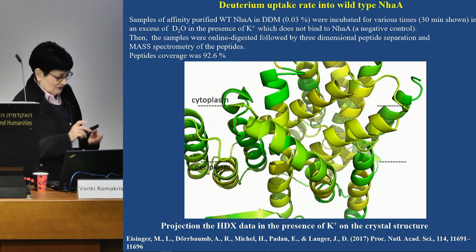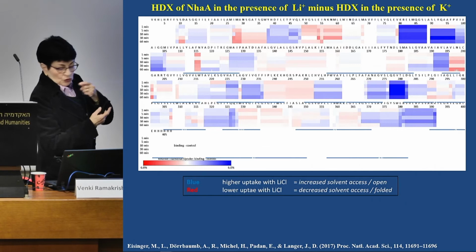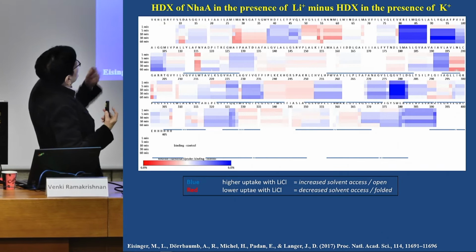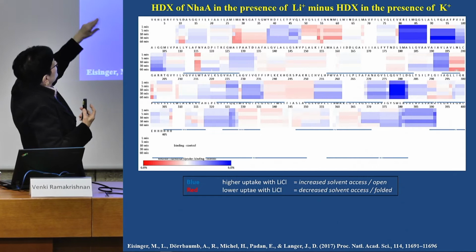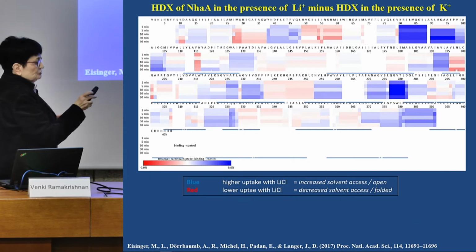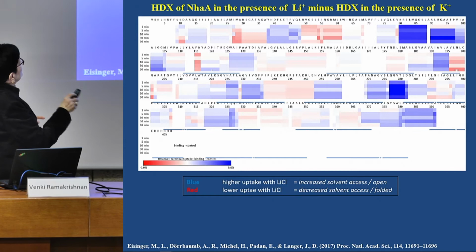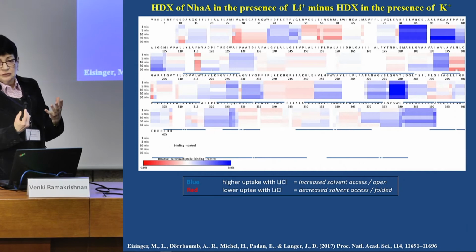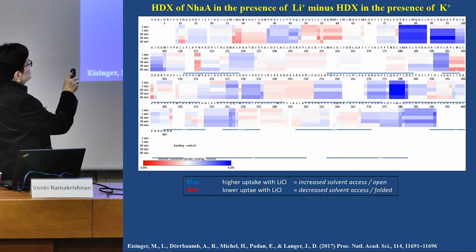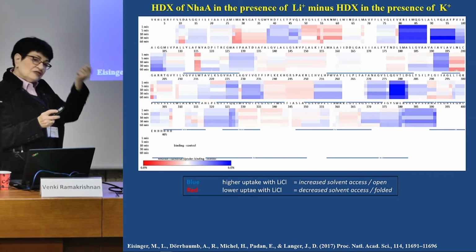And now, what you saw before was the negative control without lithium. And here you can see what we did in the presence of lithium. And actually what you see here is the differential, one minus the other. You see that there are places, like the dark blue, which really are exposed and exchange deuterium, and there are areas like here that are the reverse. They have minus what the control has.